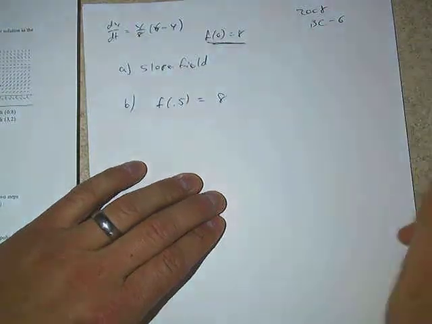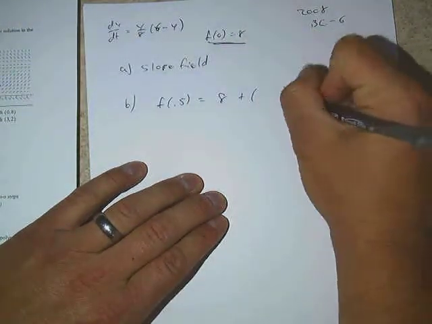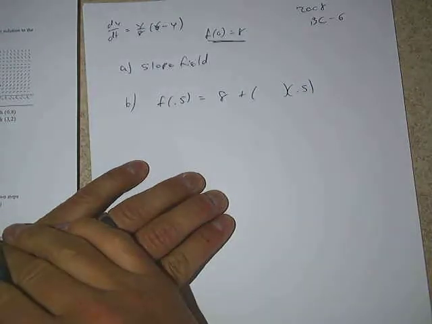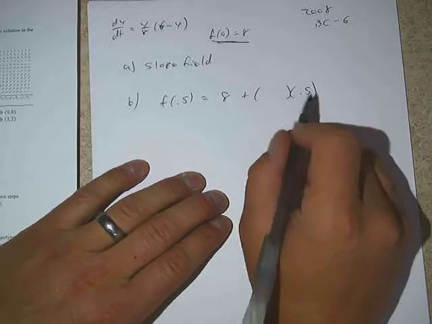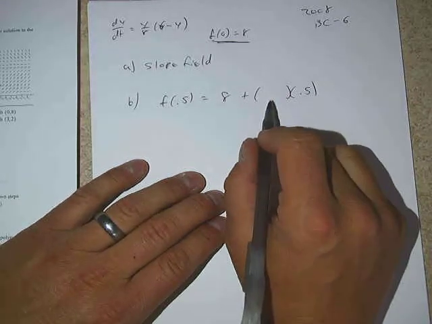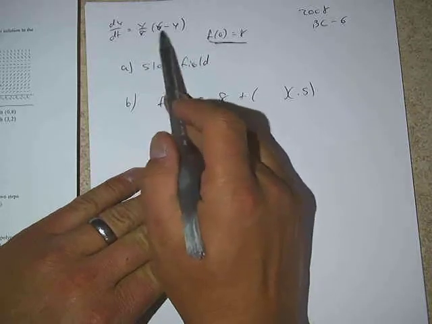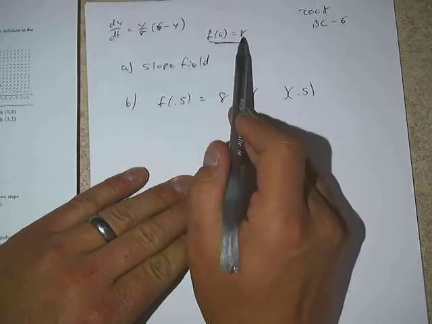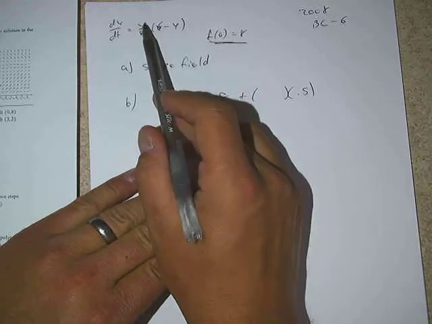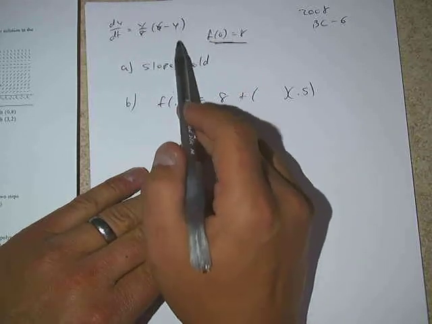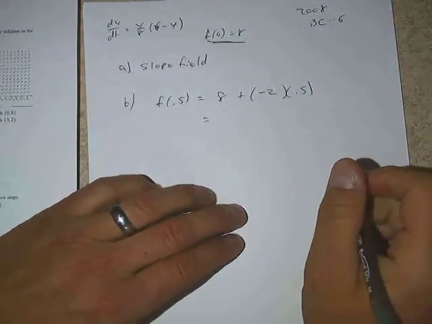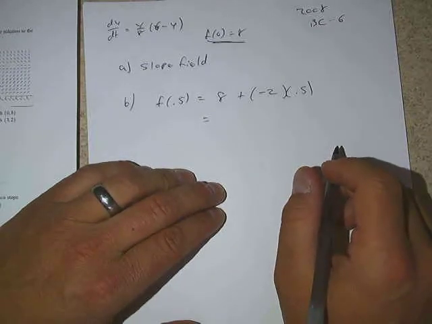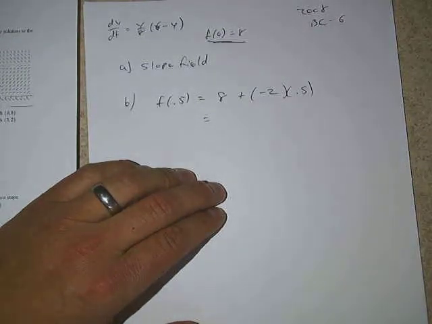Part B says use Euler's method starting at 0 with 2 steps of equal size to approximate f of 1. So remember, our initial point is f of 0 equals 8, and we want to do Euler's method. If we want the next approximation, which would be f of 0.5, since they told us to do 2 steps, that's going to be equal to the initial y value plus the derivative times the change in x. So that's our general setup.